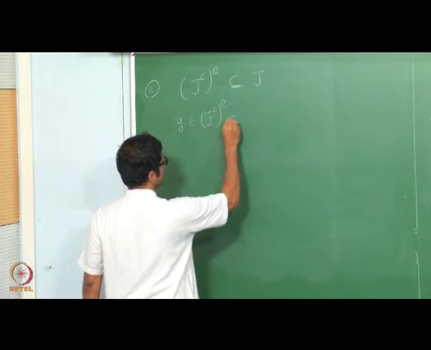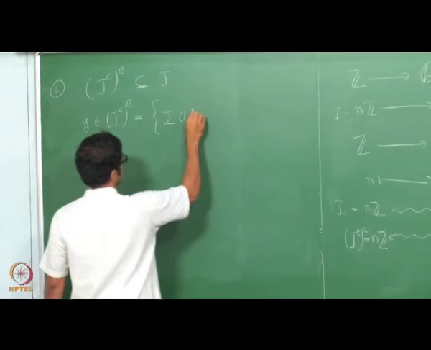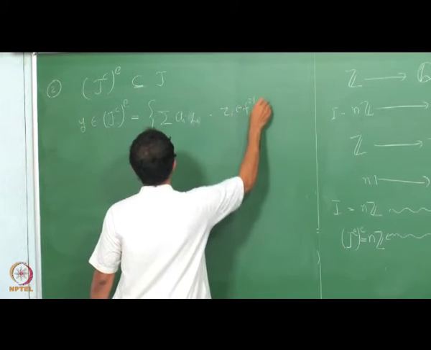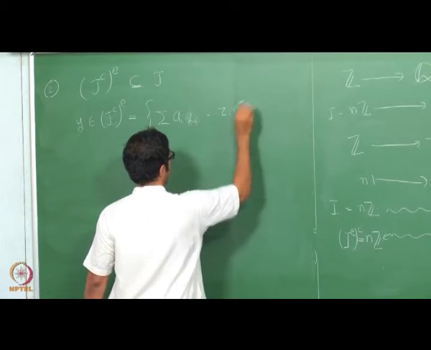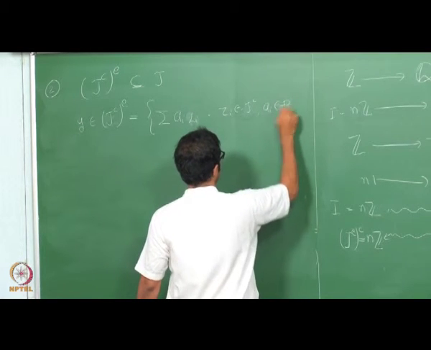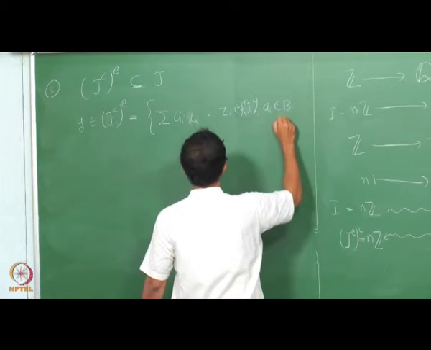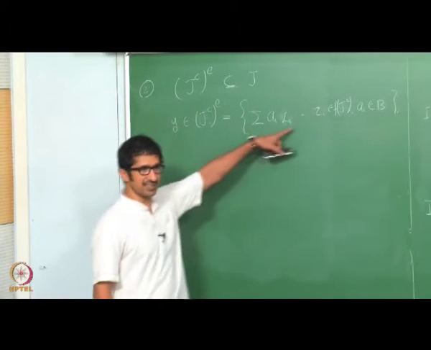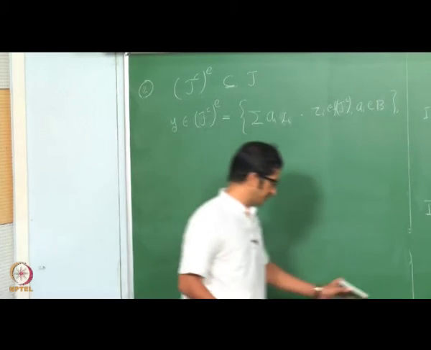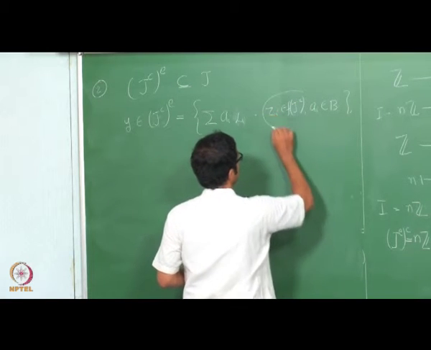By definition, what is this ideal? This is the set of all finite linear combinations of the form some sum of ai zi, where zi belongs to F of J contracted, which is F of the inverse of J, and ai belongs to B. See, if I start with an arbitrary element and take something of this form, one can of course proceed, but this is nothing but the ideal generated by all elements in F of J contracted.